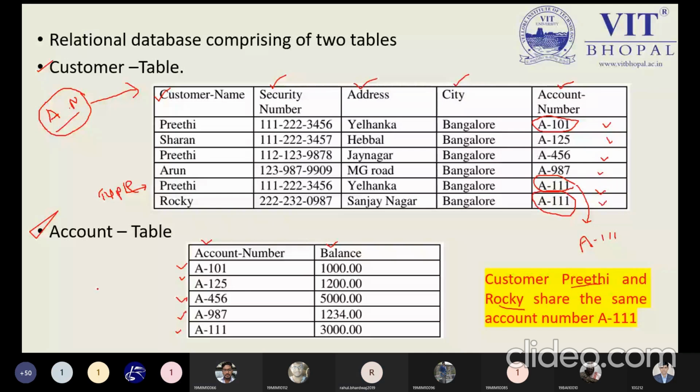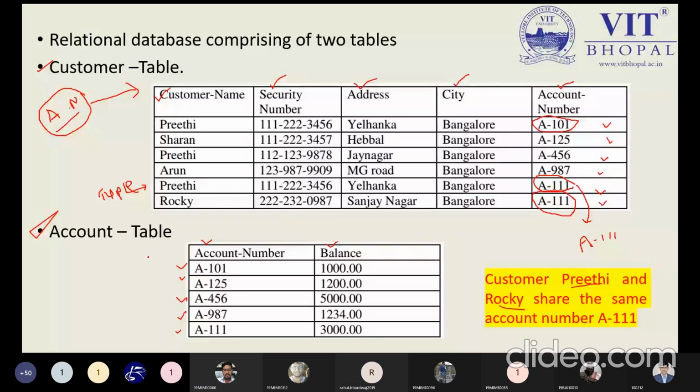This is a good point. I'm happy to know the answer from your side. That is, the account number can't be duplicated. Each and every account number must have its own different value, and that should be unique. So in the account table, this is also known as our primary key.